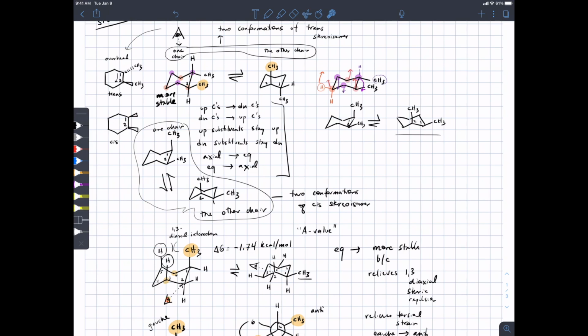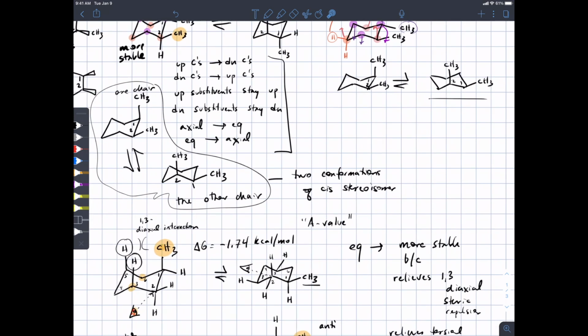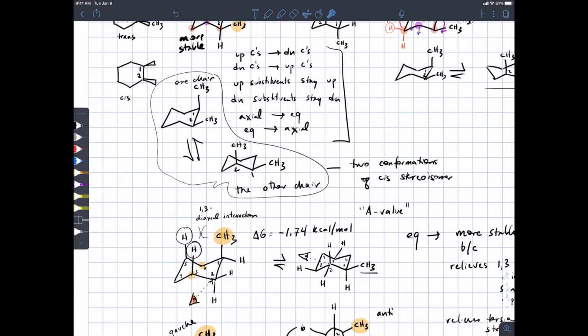Now, it seems silly to have you look up numbers and then multiply them. But you should be able to tell fairly quickly that the one chair conformation is quite a bit more stable than the other chair. How about for the cis stereoisomer? What do you predict for the difference in energy between one chair versus the other chair?